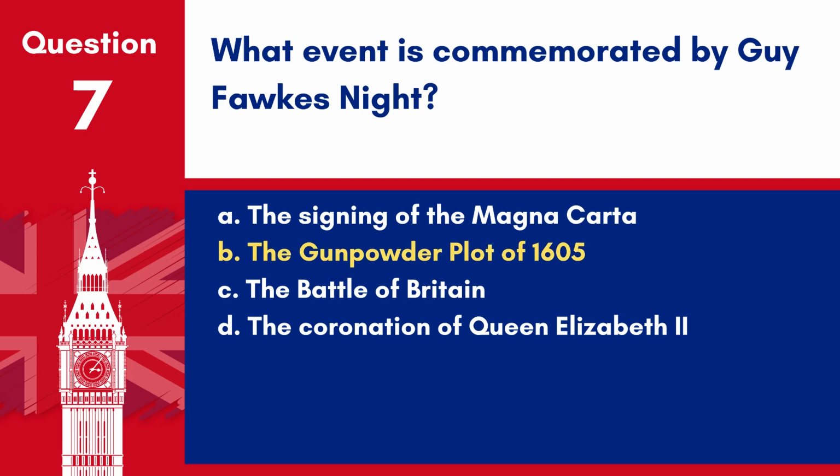Answer. B. The Gunpowder Plot of 1605. Guy Fawkes Night marks the failure of the Gunpowder Plot, an attempt to blow up the Houses of Parliament and kill King James I, symbolizing the triumph over treason.